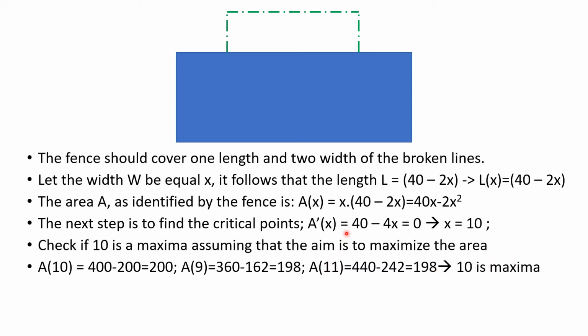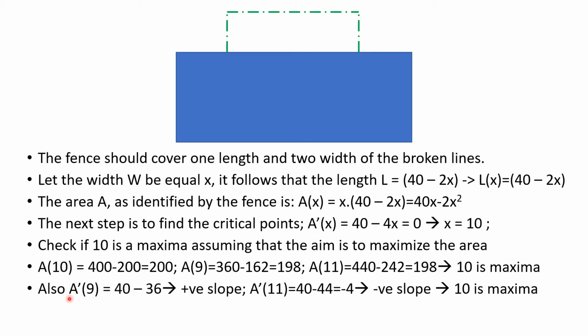We can prove that it's a maxima also if we go through A prime. So let's take a look at A prime. A prime of 9 is going to be equal to 40 minus 36, because we just plug in 9 here. So 40 minus 36 gives us a positive number, so to the left of 10 is a positive number. Needless to mention, if we plug in 10, we're going to get 0. So A prime of 10 is equal to 40 minus 40, which is 0. To the left, A prime of 9 gives us 40 minus 36, which is a positive number, 4. Let's take a look at A prime of 11.